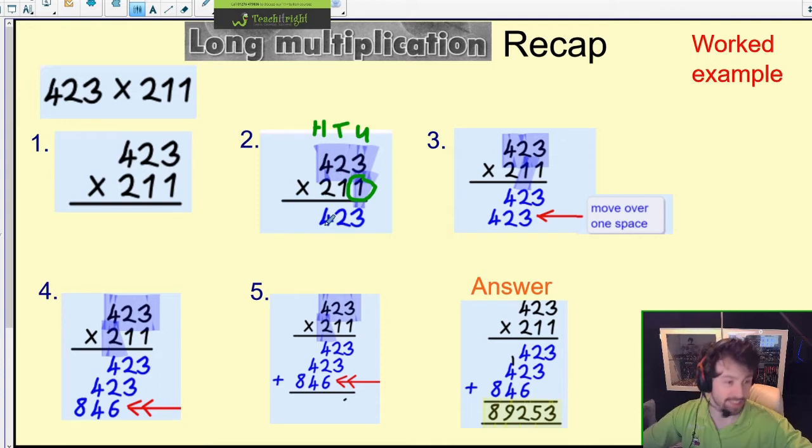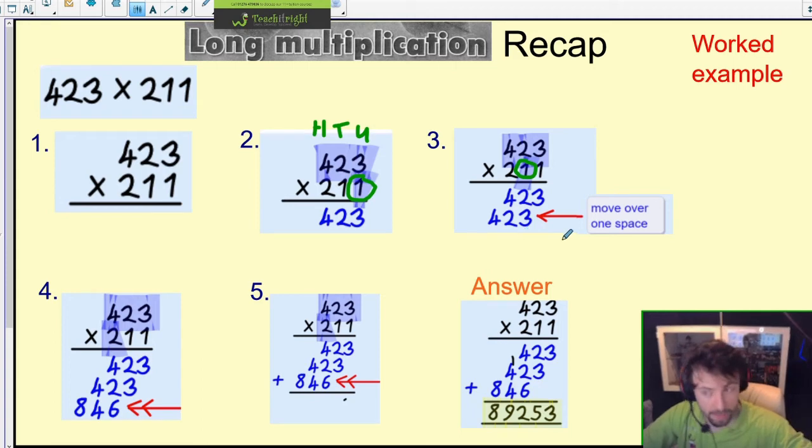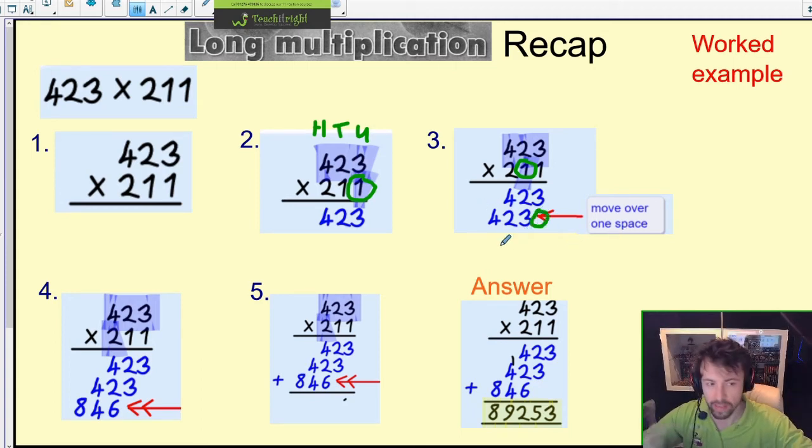Now that's obvious to start with, but let's think now on the next step, when I'm multiplying by this one here, why we suddenly move over one space. Because I think understanding why we move over one space will help you to remember to do it. Another method I've seen is people just automatically put in a 0. But again, I think it's quite important we understand why we do that. So let me show you.